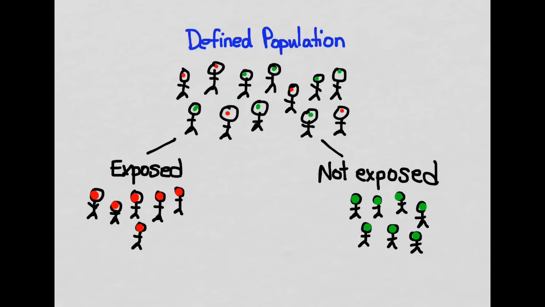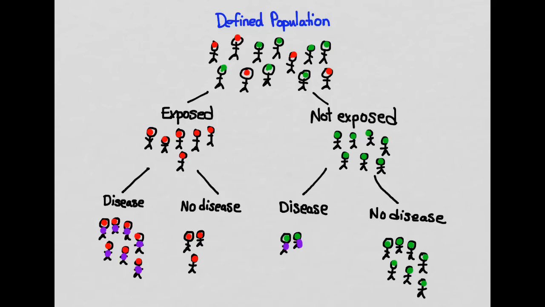So right here, before you even look at the disease outcome, this gives you a measure of the prevalence of the exposure in the population, right? So as we know from learning about prevalence, the prevalence would be the exposed over the whole population. The proportion of the population that is exposed is the prevalence.